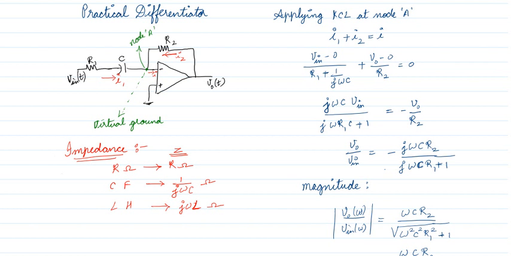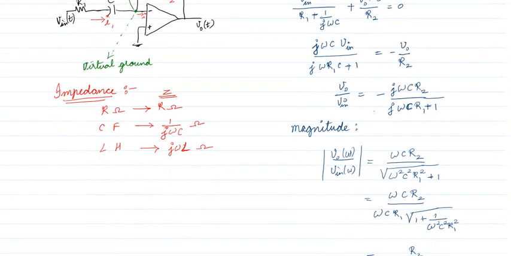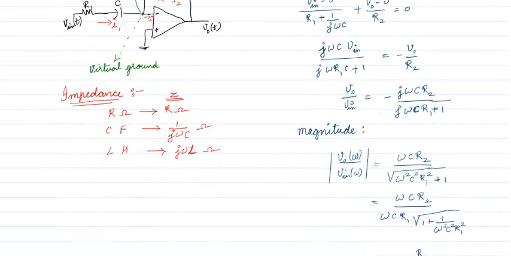Right? Other things are just mathematical manipulations, right? We are taking this, we are bringing out this, so we got v naught by v in as this term. Now we look at the magnitude. What is the magnitude? The magnitude of j, this term is this numerator. The magnitude of the denominator is the square root of omega square c square r1 square plus 1, right?